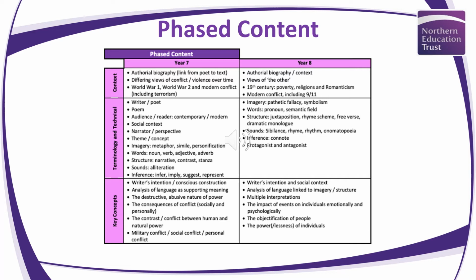We've then got the technical aspect of it as well, and we have this set of vocabulary right the way from writer and poet all the way down to inference, infer, imply, suggest, and represent. Now you'll notice that there's a very neat and almost complete overlap with the terminology that's listed on the Shakespeare scheme, medium-term plan, and that's completely deliberate.